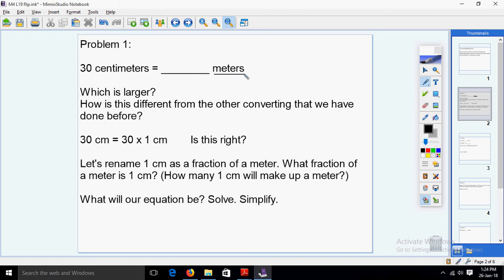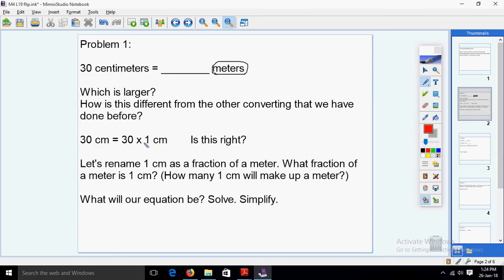So maybe you're thinking, how will we do that? Well, I'm here to tell you the answer. We're actually going to use our fractions. Look at this here, 30 centimeters. Can I go ahead and break it up? I'm going to say 30 here, and I'm going to multiply that by 1 centimeter. Can I do that? Hopefully you said yes. Yes, I can do that.